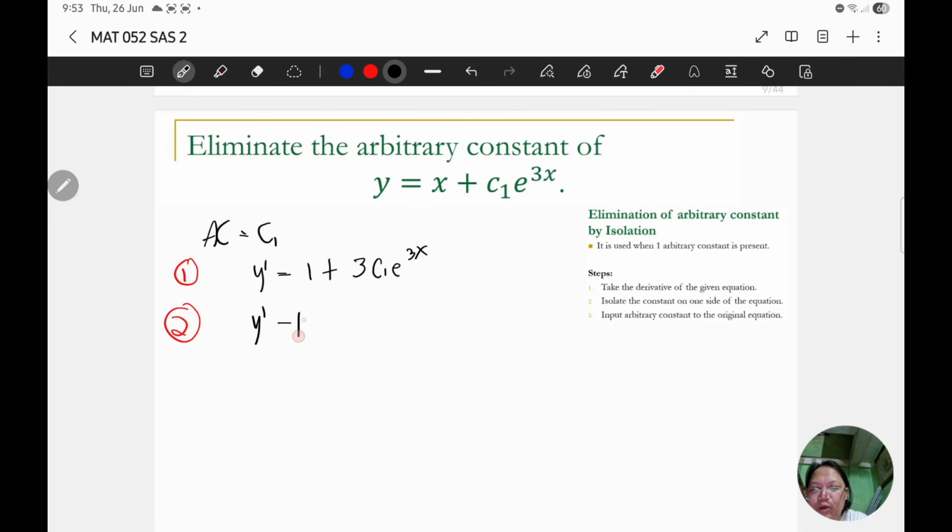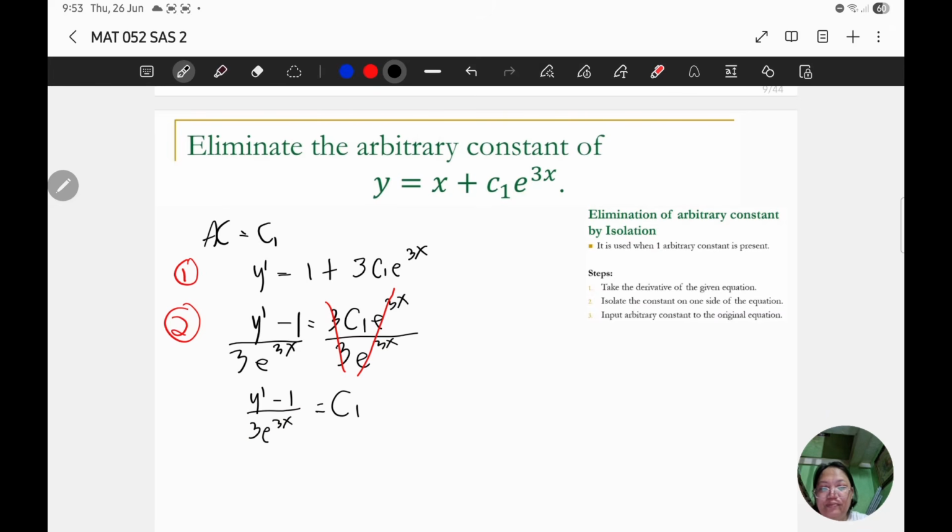So, y prime minus 1 equals 3 c sub 1 e to the 3x. Since we want to isolate c sub 1, we have to divide both sides by 3 e to the 3x. We want to cancel 3 and e to the 3x on the right side. So, 3 and e to the 3x are cancelled out. So, what we have now is c sub 1 on the right side, and on the left side, we have y prime minus 1 over 3 e to the 3x.